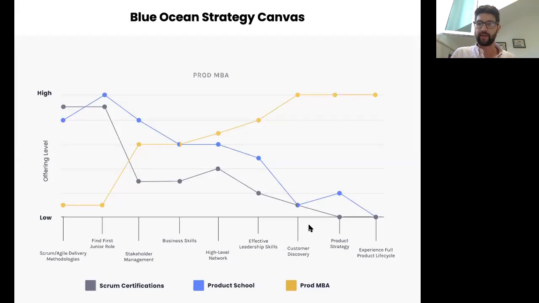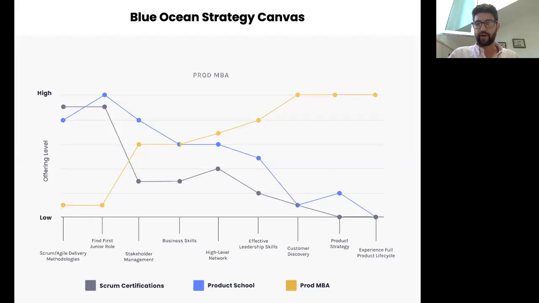So here we have things like, within the product management training space, high-level network, stakeholder management, effective leadership skills as examples. And then what we simply do is roughly plot where we think we score versus our competition on that. So for example, let's look at Scrum certification. They're great at Scrum/Agile delivery, capital A, Agile delivery methodologies. As is Product School. They're great at that. We put ourselves down here.